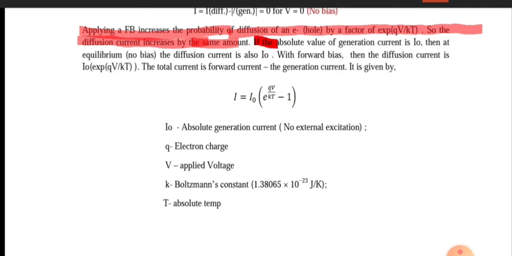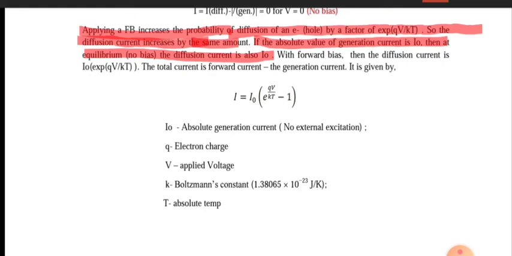If the absolute value of generation current is I naught, then at equilibrium the diffusion current is also I naught. So what does generation current mean? Due to thermal excitation or any other process, if any electron hole pair is generated in a p-n junction, the amount of current flowing due to the movement of those minority charge carriers is known as generation current.